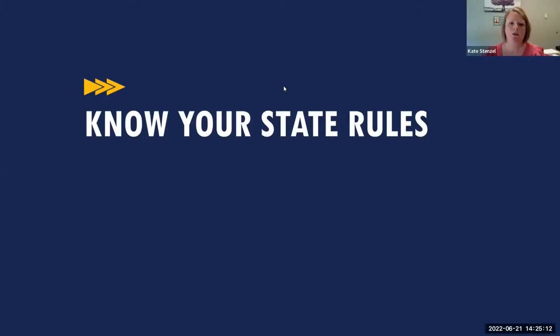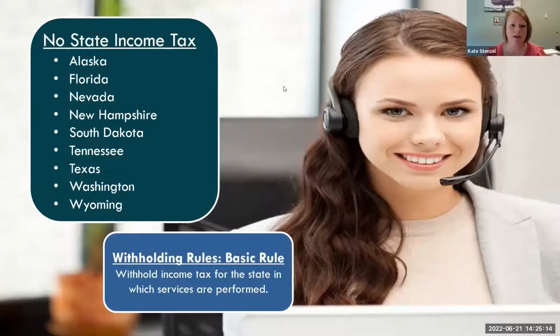All right, so then moving into knowing your state rules. On the payroll side of it, this is where we come into what we need to actually have all done for state withholding. There are 7 states that have no income tax: Alaska, Florida, Nevada, New Hampshire, South Dakota, Tennessee, Texas, Washington, Wyoming.